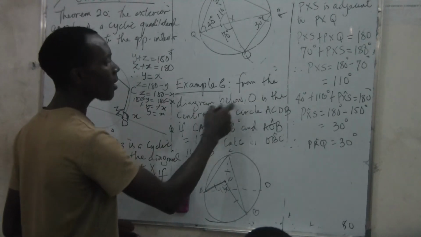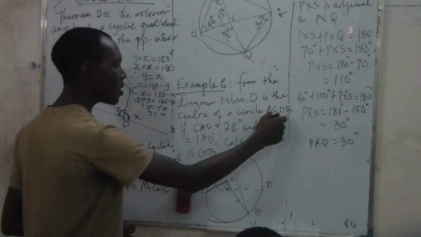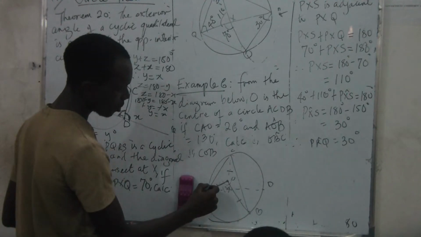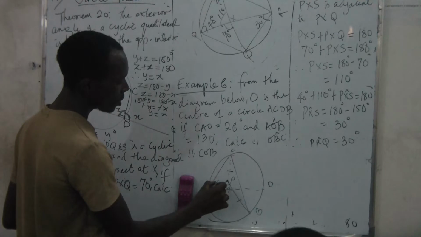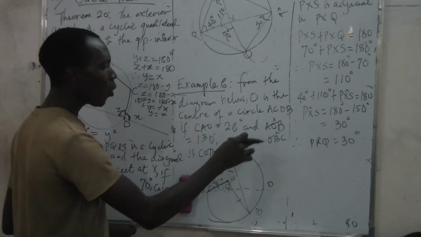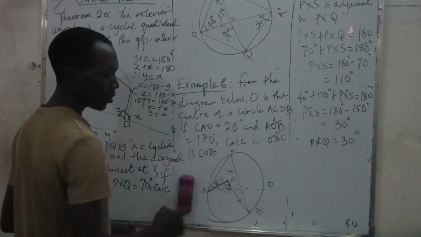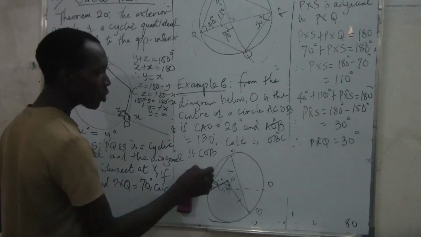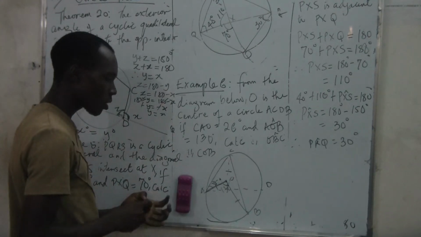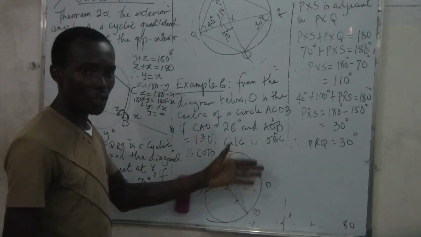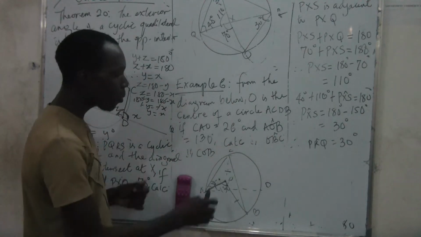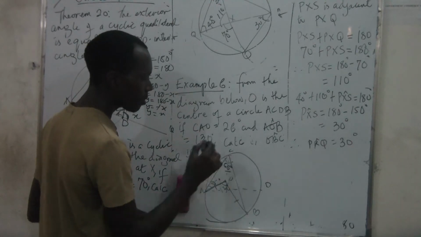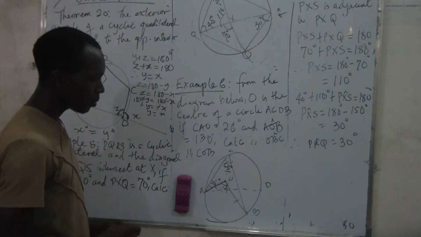So from the question, what they are saying is that from the diagram below, O is the center of the circle ACDB. CAO is equal to 26 degrees, and AOB is 130 degrees. If AOB is 130 degrees, remember the angle subtended at the center of a circle is twice the angle subtended at any other point in the segment. So if AOB is 130 degrees, then ACB should be 65 degrees. Good.